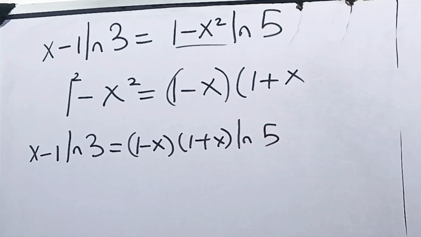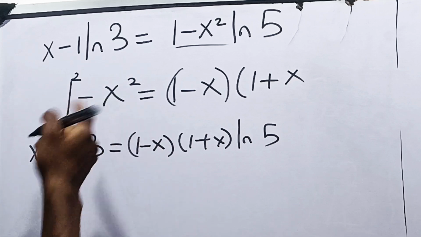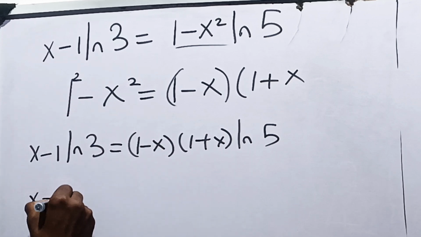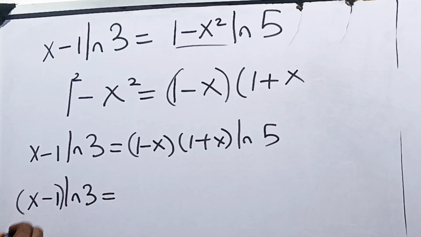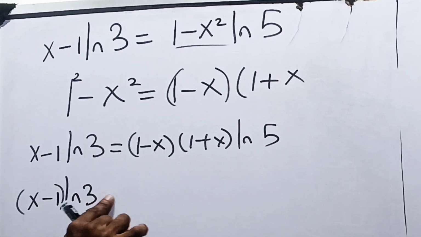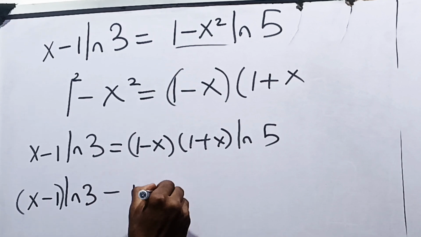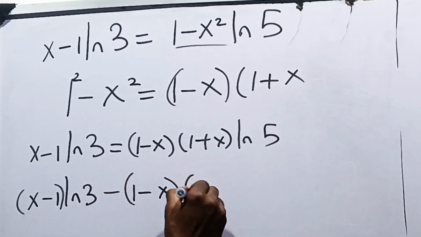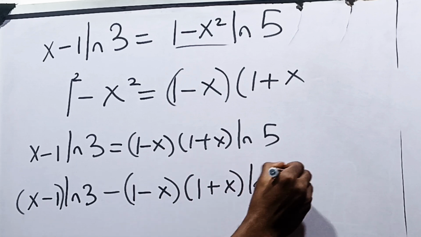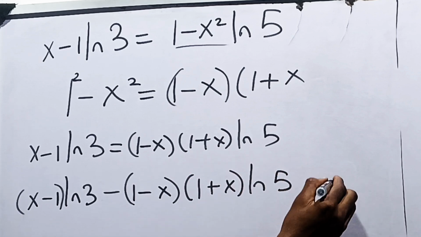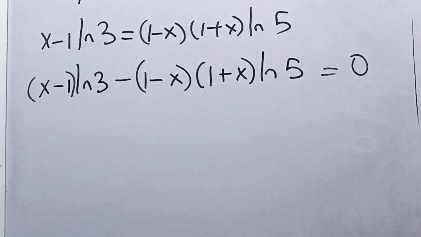Alright? Now, moving on from here, we can say let's put this over to this side. So we have x minus 1 multiplied by ln of 3 to be equal to, okay, put this in bracket like this. Now, equal to, move, and this will come over. So this is minus 1 minus x multiplied by 1 plus x ln of 5. So be equal to 0 here. Now, looking at this closely, now you observe something.